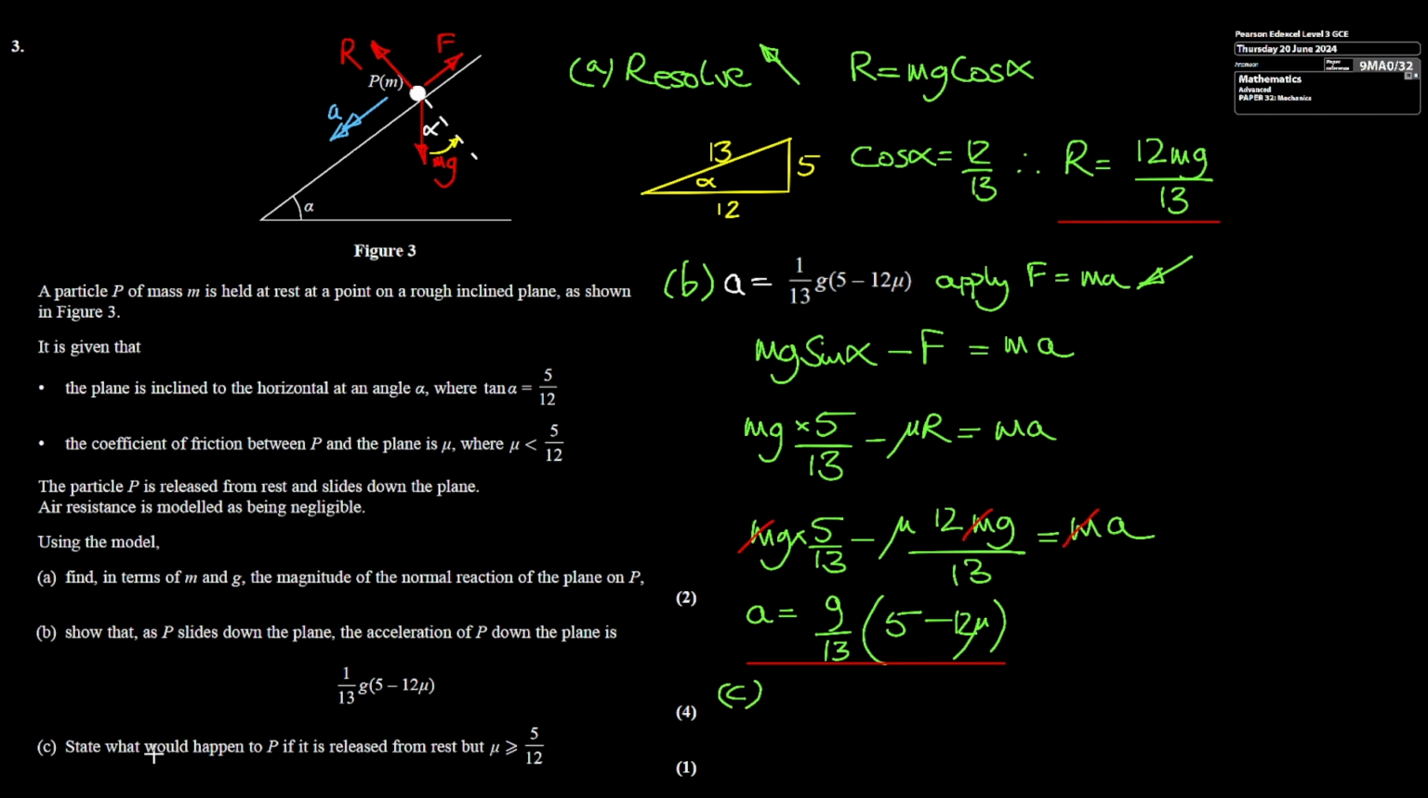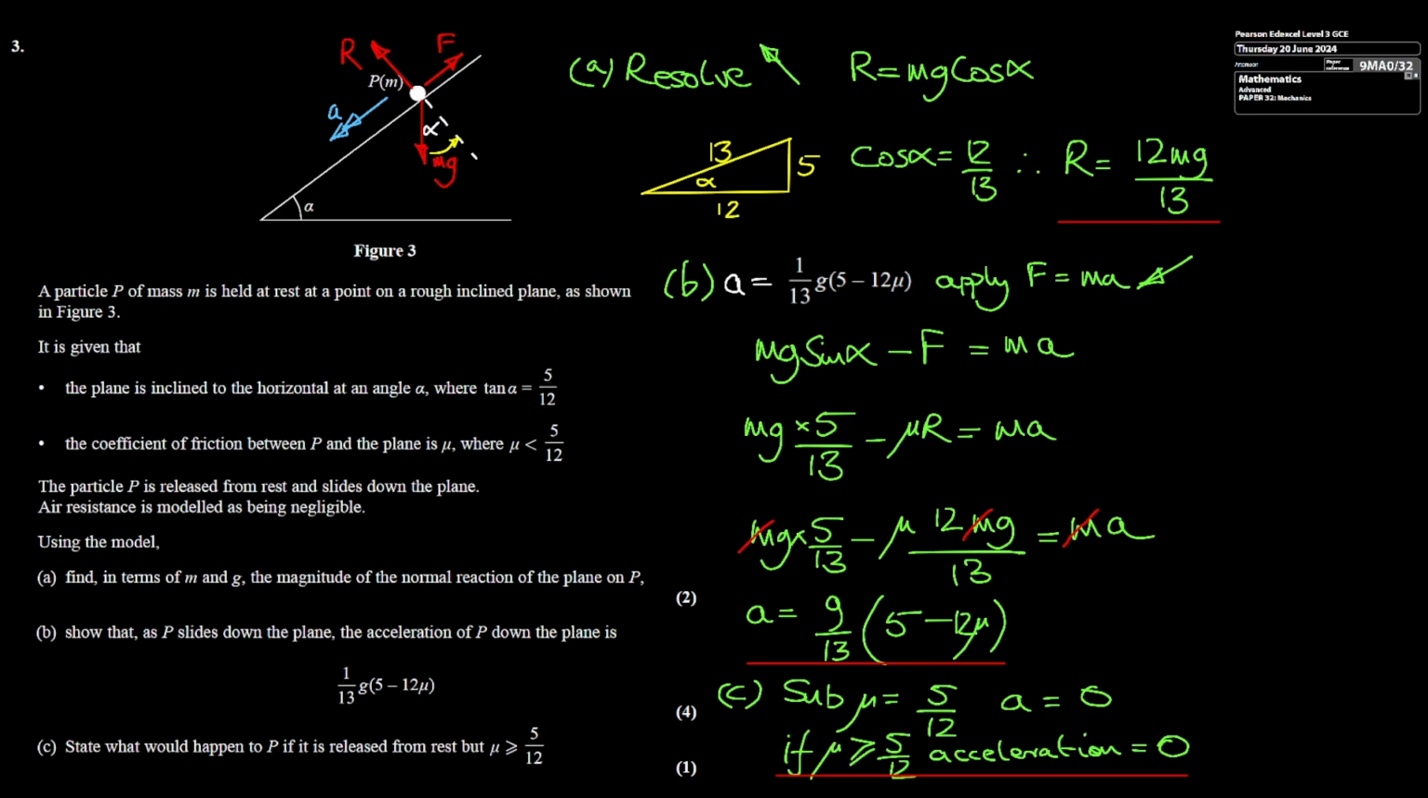Now, for just one mark in part C, we've been asked to state what would happen to P if it's released from rest, but mu is greater than or equal to 5/12. Well, let's substitute mu equal to 5/12 into our equation above for the acceleration. Mu is 5/12, the 12s cancel, 5 minus 5 is 0. So a would be 0. So at mu being 5/12, there would be no acceleration. The particle would remain fixed. And that's the answer to part C.